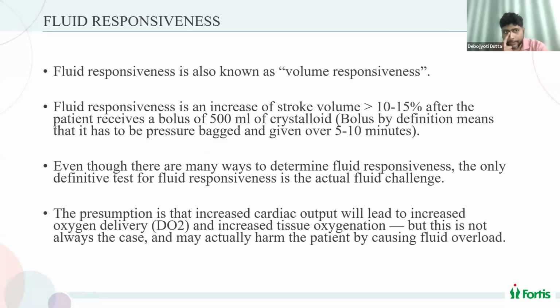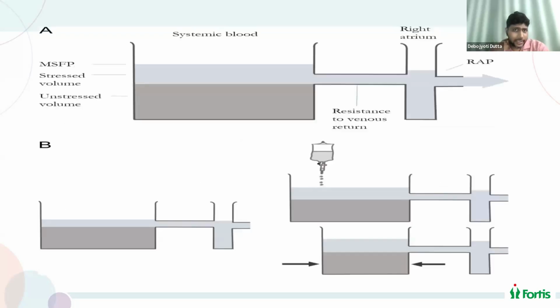Fluid responsiveness or volume responsiveness, as I already said, means giving fluid increases the stroke volume by 10 to 15%. Even though there are many ways to determine fluid responsiveness, the definitive way is to give an actual fluid challenge, where giving fluid will increase the cardiac output and oxygen delivery to the patient.